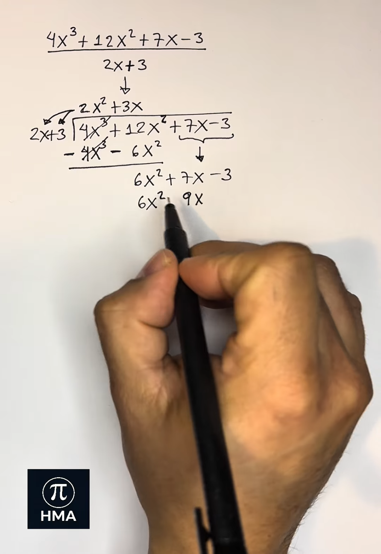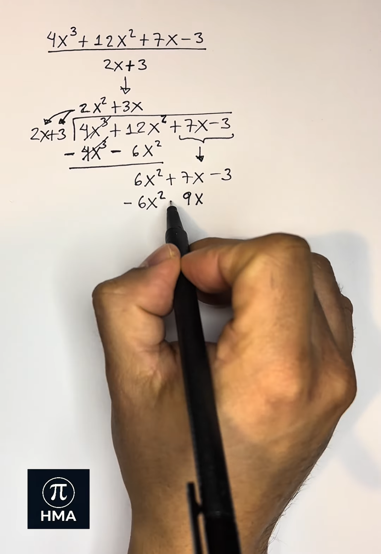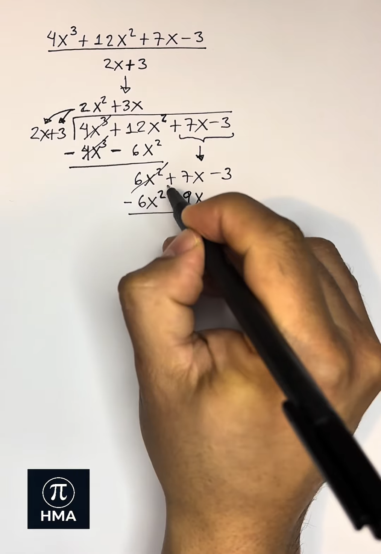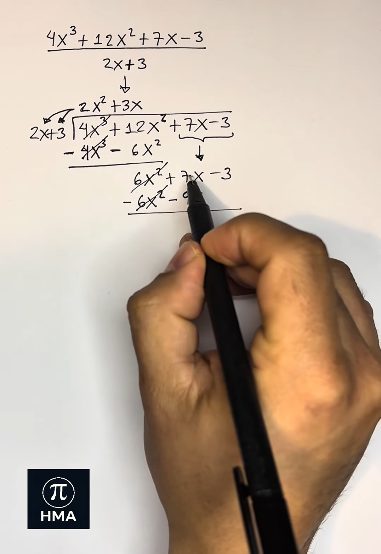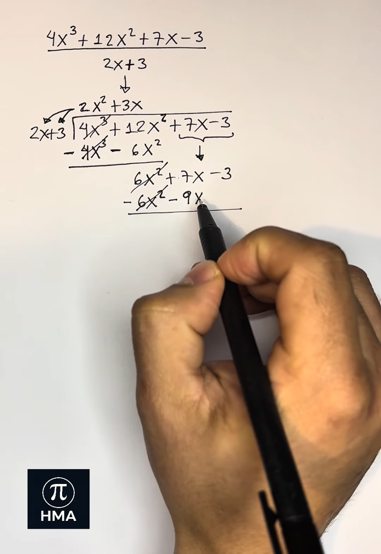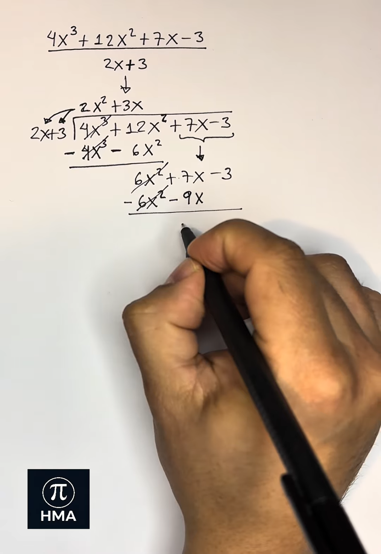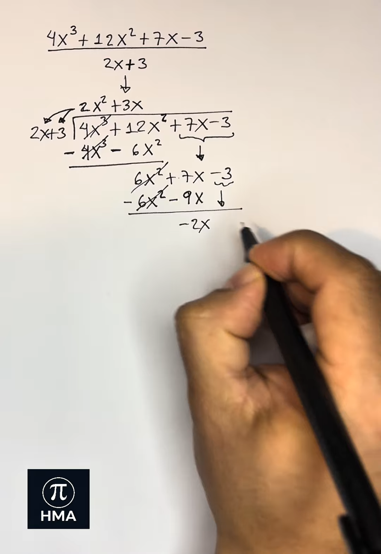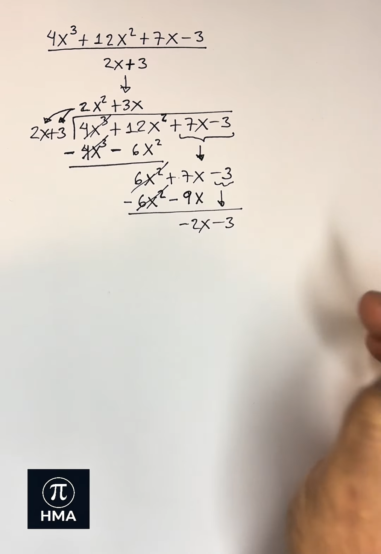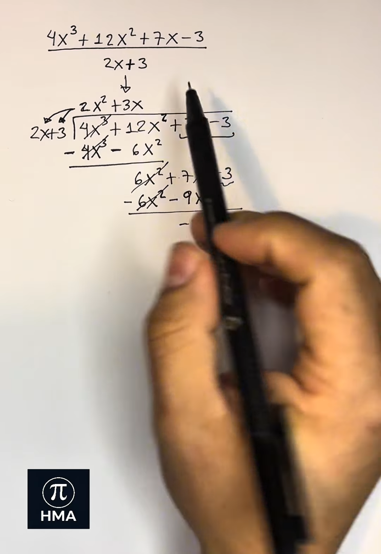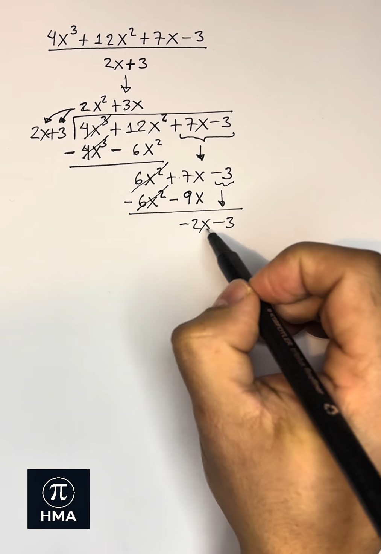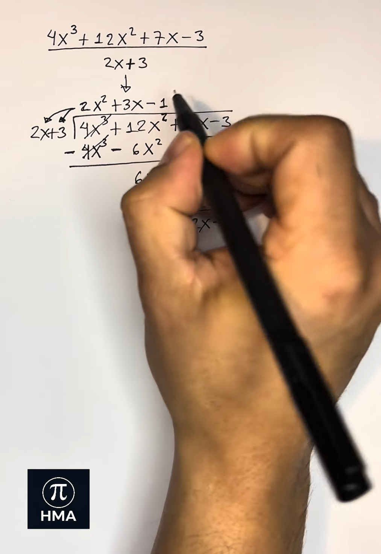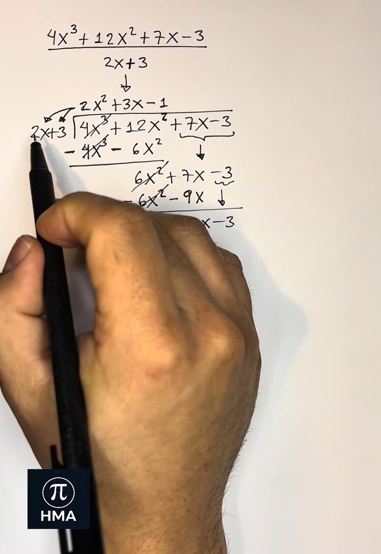And since we are doing a subtraction, we need to invert the signs. We eliminate the first term and we have 7x minus 9x. This will result in minus 2x, and we move the remaining term to the bottom. Now we need an expression that when multiplied by 2x, we get minus 2x. In this case it will be minus 1. So minus 1 by 2x is minus 2x.